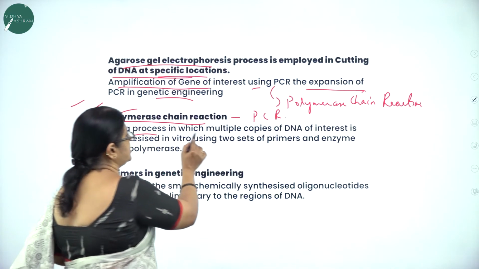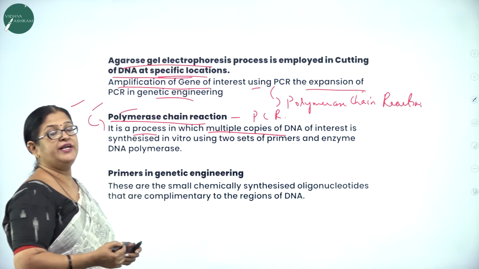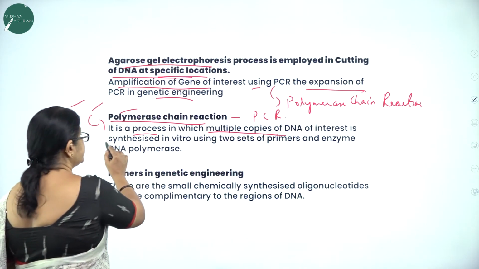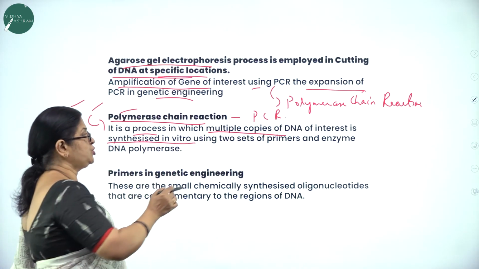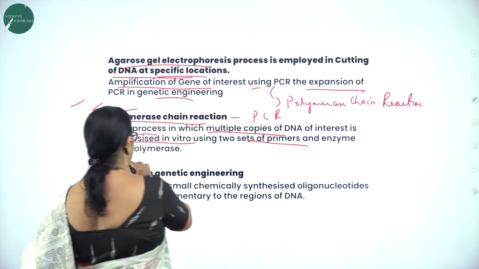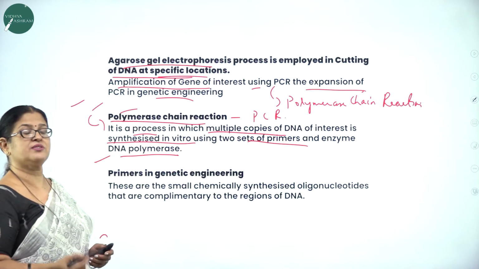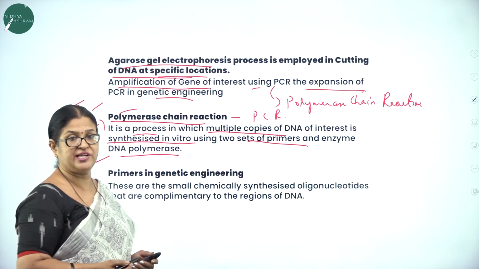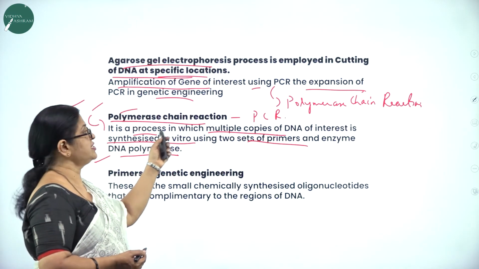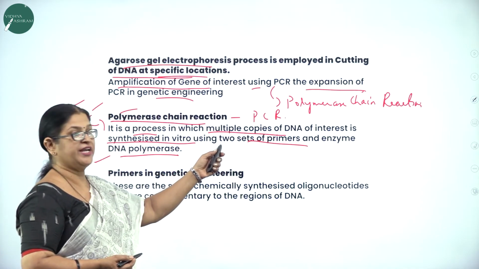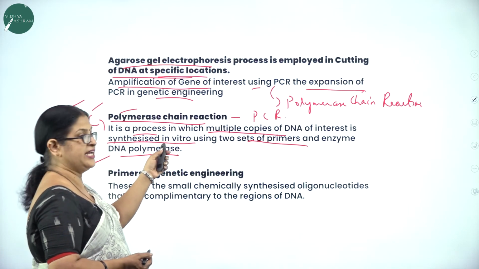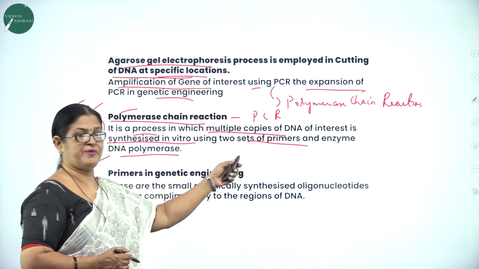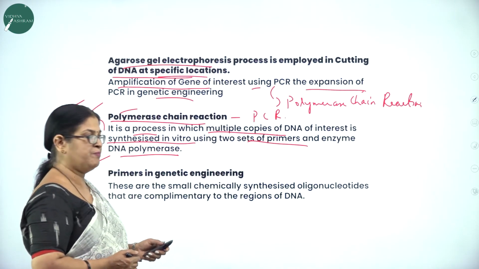It is a process in which multiple copies of DNA of interest are synthesized in vitro using two sets of primers and the enzyme DNA polymerase. So this is a very important question which is asked in the examination. What is polymerase chain reaction? It is a process in which multiple copies of DNA of interest are synthesized in vitro using two sets of primers and enzyme DNA polymerase.